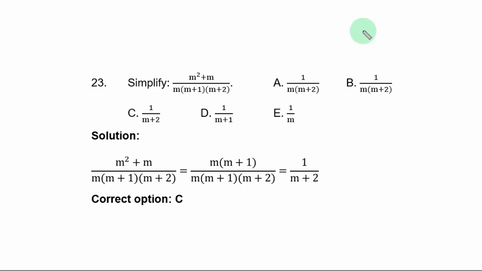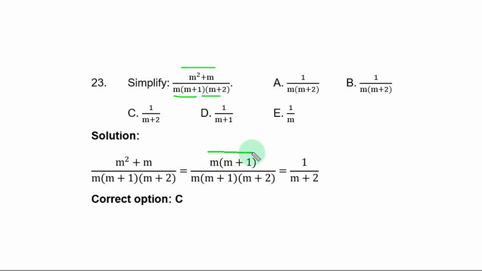Question 23. Simplify m squared plus m over n, bracket open, m plus 1, bracket close, bracket open again, m plus 2, bracket close. Solution. The denominator is already in simpler form. All we need is to simplify the numerator by factoring out m.